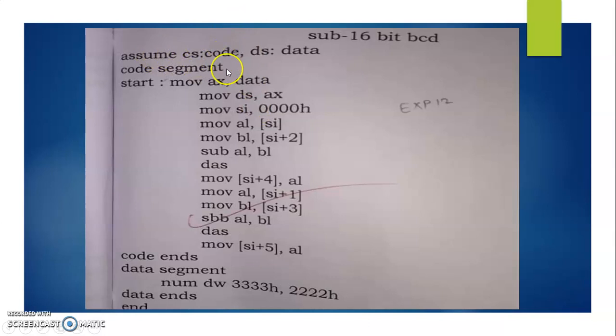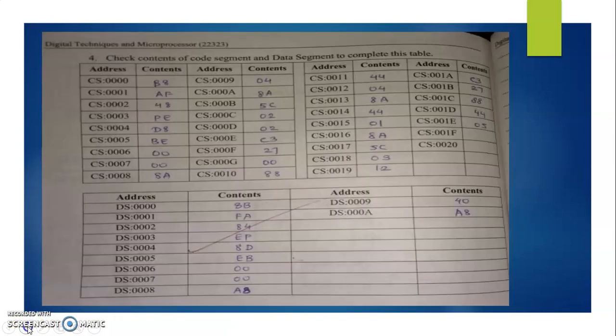You can see that, assume CS code, DS data, code segment, and this is the same for all. This structure is the same for all the programs, and the variable names you can change. You cannot change the MOV, just you have to move the register. So this is the format of the assembly language program. And this is the output thing. I tell you, this is the output table. When you open this, it will look like this.